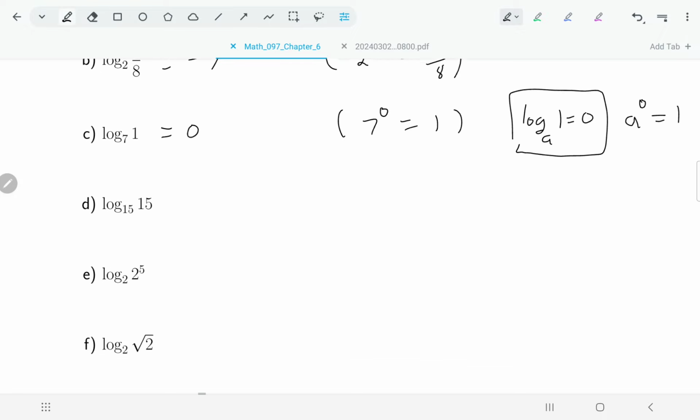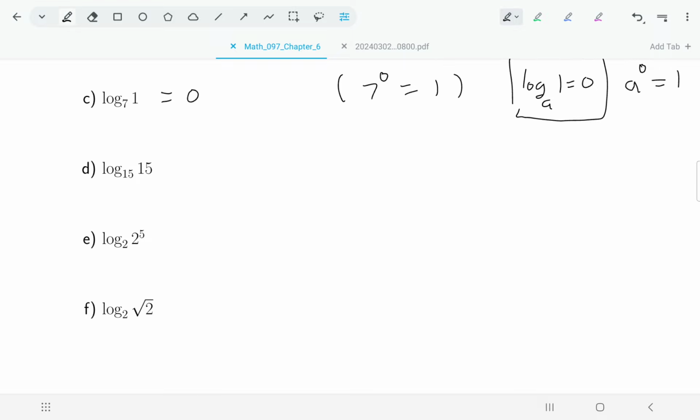Next one up, we're looking at log base 15 of 15. So we ask ourselves, 15 to what power gives us 15? Or in other words, we know 15 to the power of 1 is what gives us 15. So 1 should be the output of that logarithm.